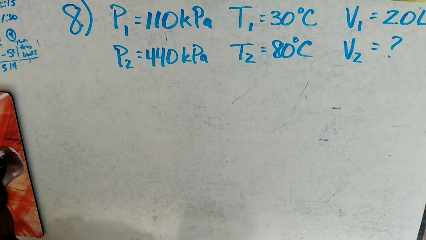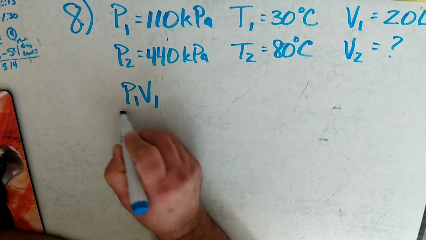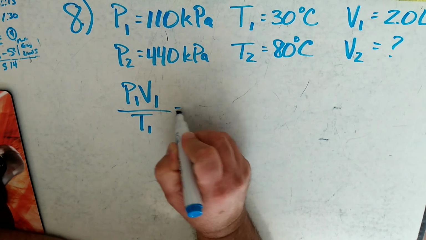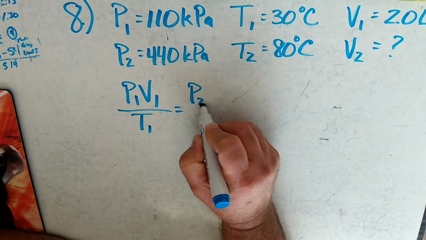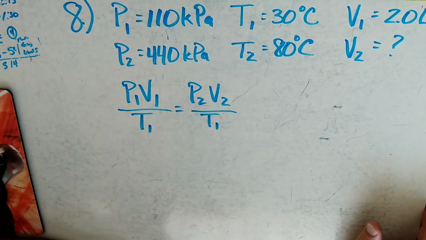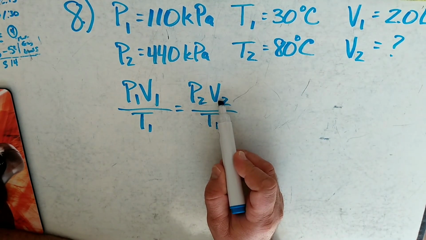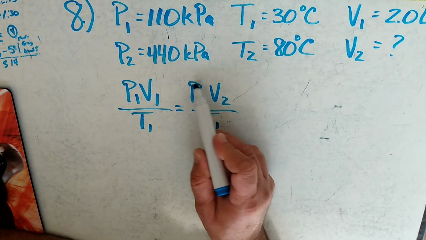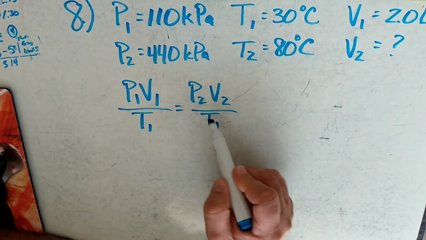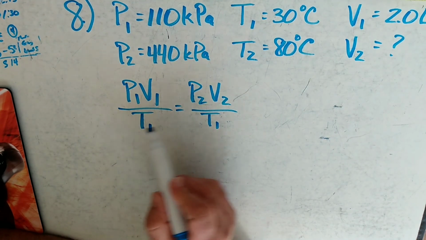So you now have the combined gas law. So let's go ahead and write that down. The combined gas law is P1 V1 all over T1 equals P2 V2 all over T2. Okay, so we really want to isolate this V2. So in order to isolate V2, we have to divide both sides by P2. So if I divide here by P2, I have to divide this side by P2.